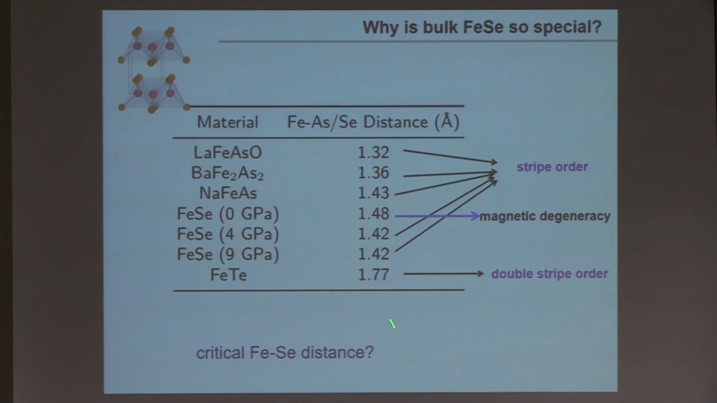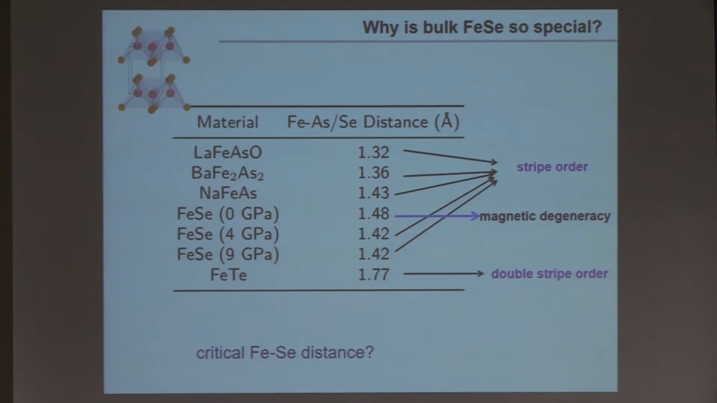So here we also looked at this one parameter that Ming was also describing this morning. Let's look at the distance between the iron and the arsenic or selenium. In these materials, electronic properties are extremely dependent on this distance, so it changes the magnetism of these materials very strongly. And we see that if the distance is below, let's say, 1.45, they all order in stripe order.